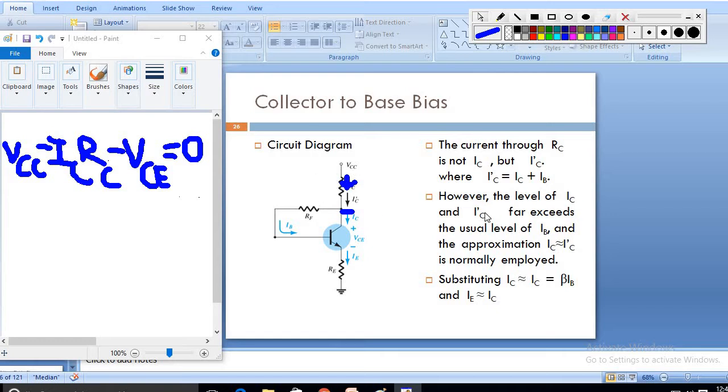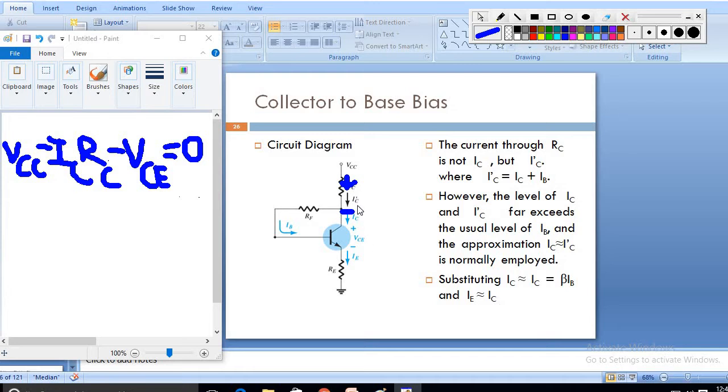However, this level of IC and IC dash is the usual level of IB. So the approximation of this IC dash is always equal to what exactly? IC. We all know the IC formula, beta IB, in the earlier cases, that is IC is equal to beta IB. In the meanwhile, IE is equal to what? Again approximately IC. You have to assume that.